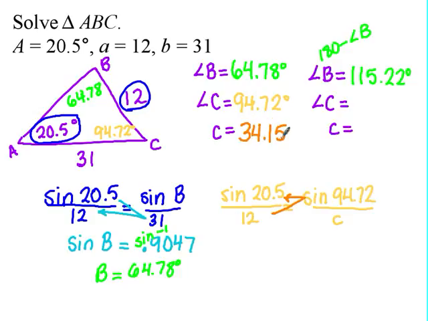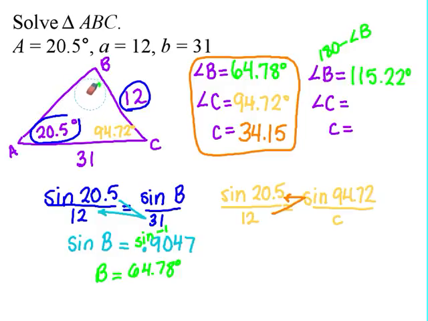Since this solution is done, I'm going to circle it and disregard it for right now. Now I'm going to go over to the second solution. For the second solution, I have to get rid of a few things here. Let's fill in what I know in this triangle. In this triangle, I know that angle B is 115.22.